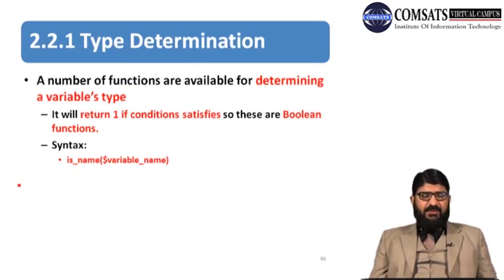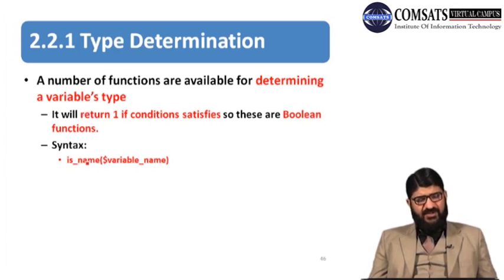The type determination. There are a number of functions available for determining a variable type. If it returns 1 and the condition is satisfied, then it is boolean. So you have boolean functions. You mention the variable name with the $ sign, check its type, and it will return 1 if the condition is satisfied, so they are boolean functions.